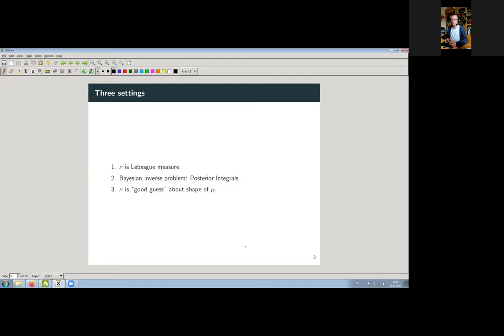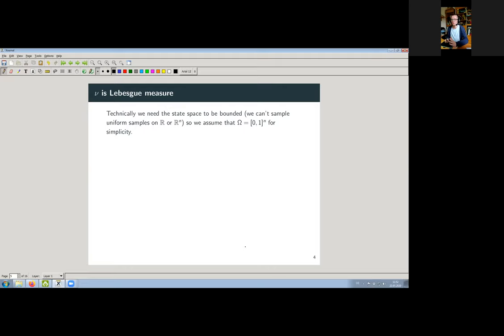There are three settings in which this makes sense. The first setting is where our reference measure is Lebesgue measure, not properly Lebesgue measure, let's say a uniform measure on some bounded space, because the Lebesgue measure is not a probability distribution.